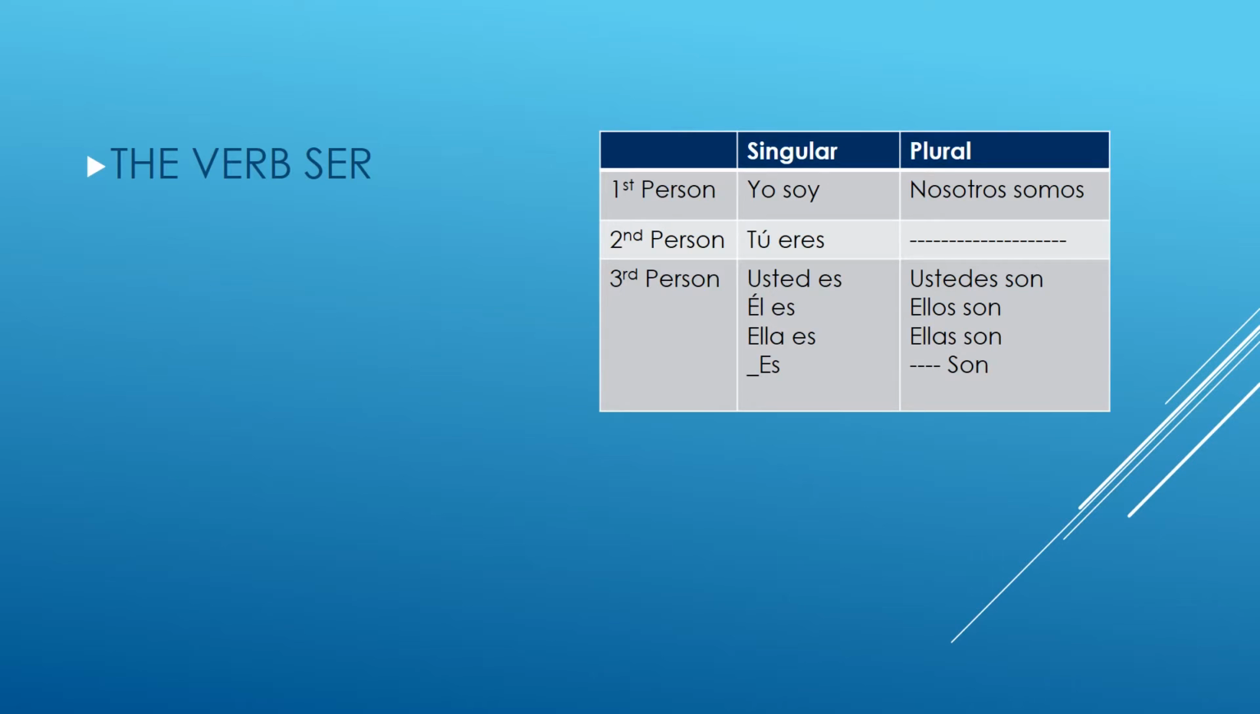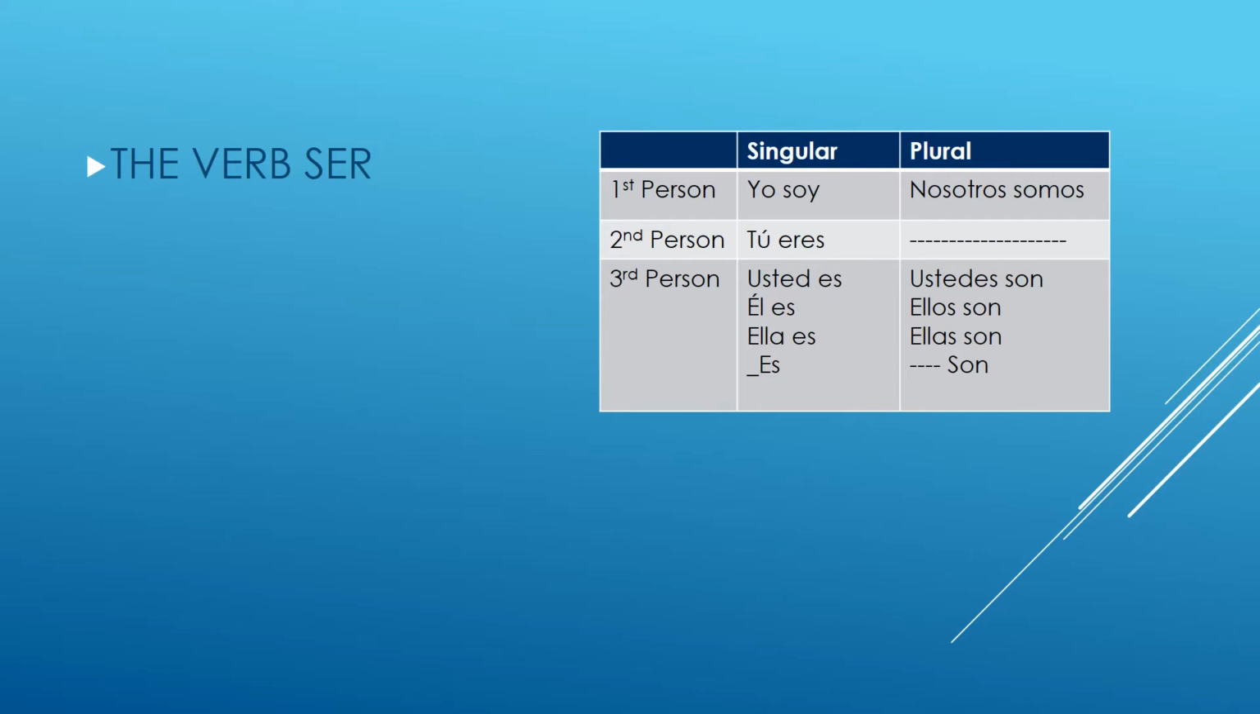Now here's a chart about the verb ser. So first person, starting out top left, we're going to do yo soy, I am. Then tú eres, you are. Usted es, the formal you are. Él es, he is. Ella es, she is. Or just es, it is. Now in the plural, nosotros somos, we are.